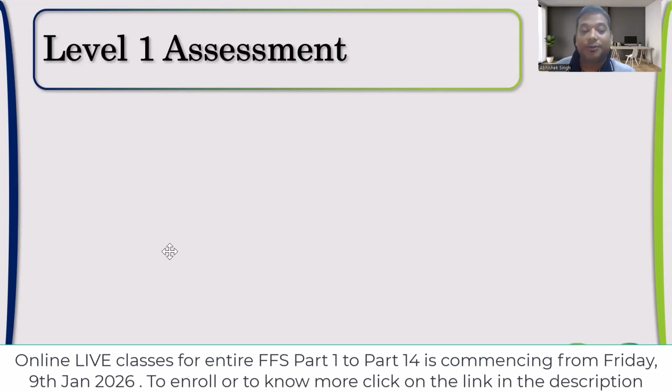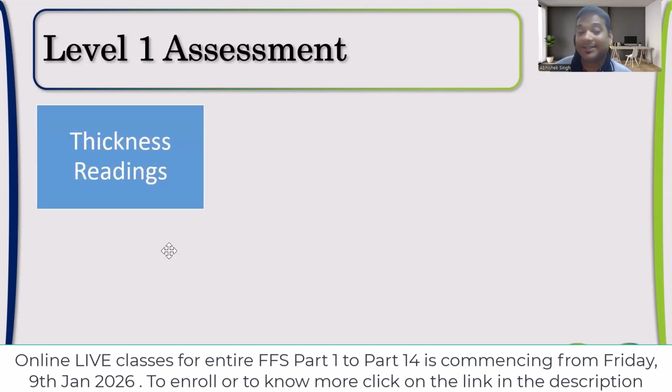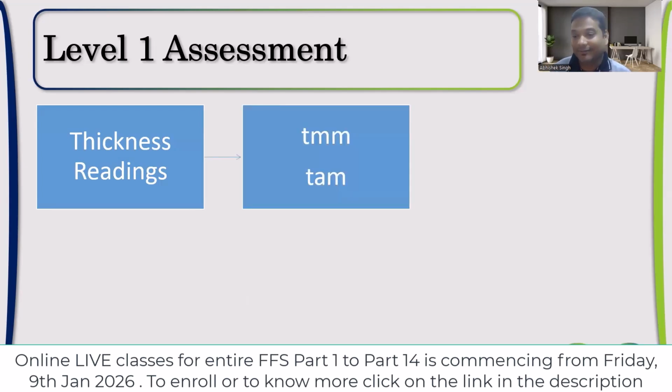If you talk about level 1 assessment, what exactly might we be doing? The logic is very simple. First, thickness readings. I need to have proper thickness readings available. If I'm doing a level 1 assessment, I can collect point data: random points all around, covering the complete metal loss area, minimum 15 points. I'll take that data.